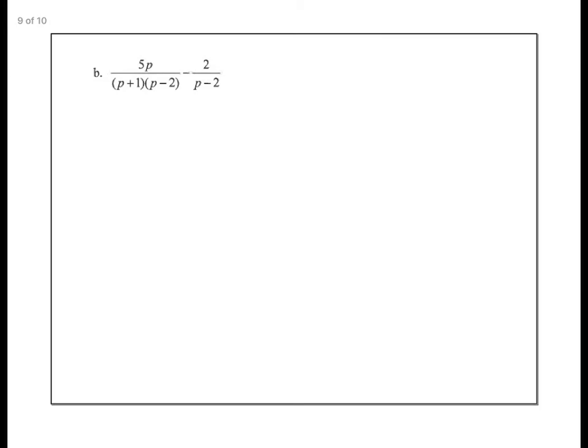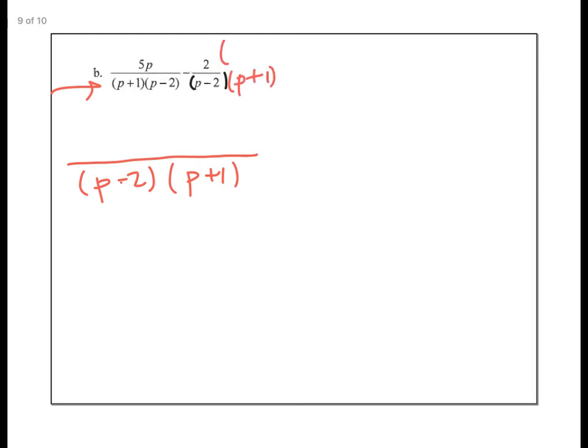Okay, moving on to B. Right away I look at this and I can see that my denominators do not match. So I'm reminding myself, okay, I have to have a common denominator. What is it going to be? Well, they both already share p minus 2. That's definitely coming along for the ride. I don't have to do anything with it though because they both already have it. But the p plus 1 over there has to be with it also. It can't go away. So I need to multiply this by a p plus 1 also, top and bottom.